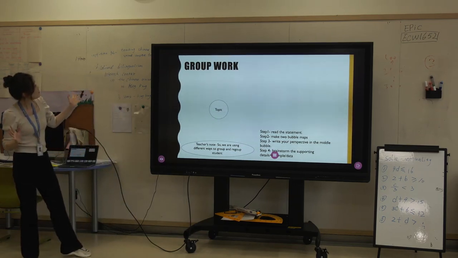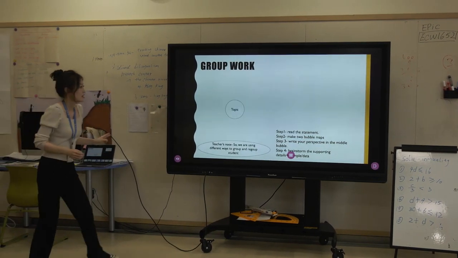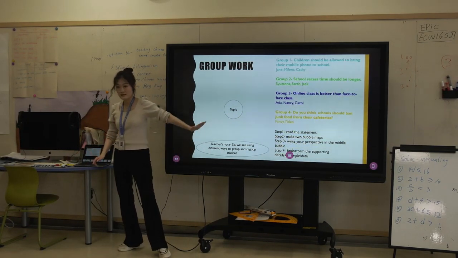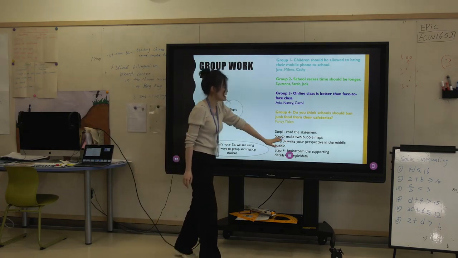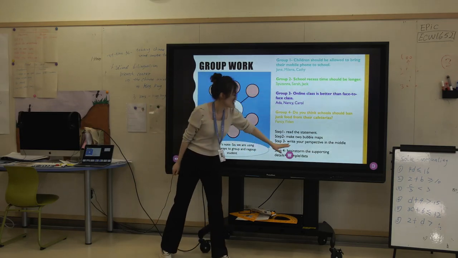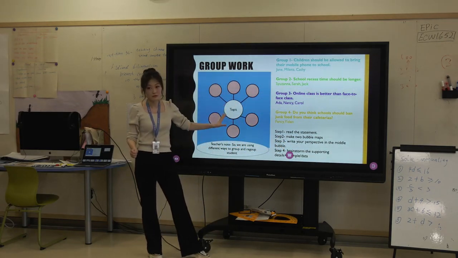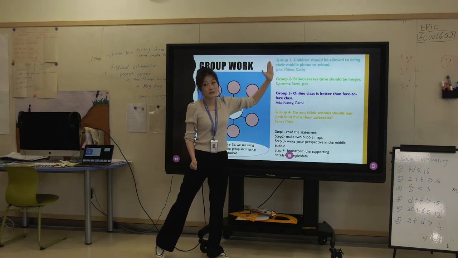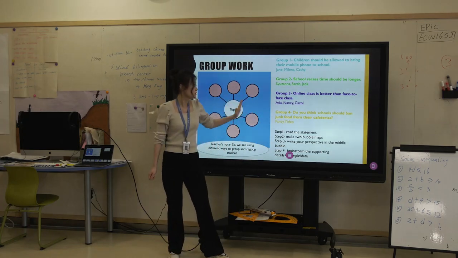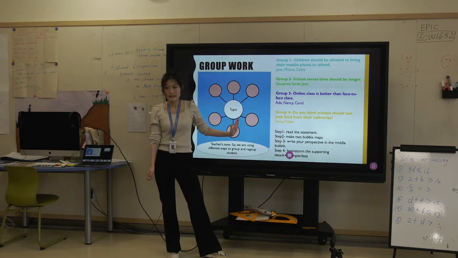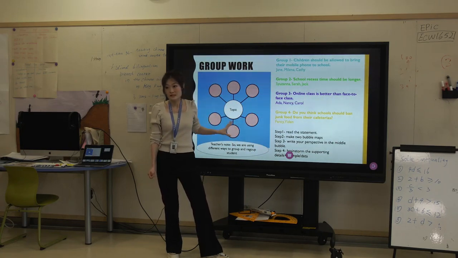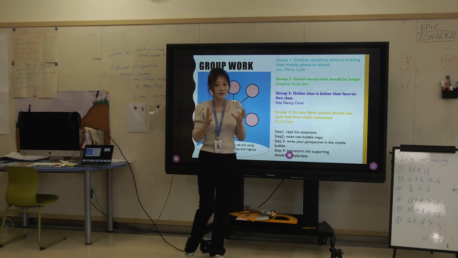So in the following, we only have about 5 minutes, can we work as a group? First, I want to read the statement. This is your group. I want to read the statement, and you make two big bubble maps, and write your perspective in the middle. Let me use the group one statement as an example. Children should be allowed to bring their mobile phone to school. Do you agree or disagree? If you agree, please write a statement in the big bubble and your supporting details. And you're going to make another one for disagree.